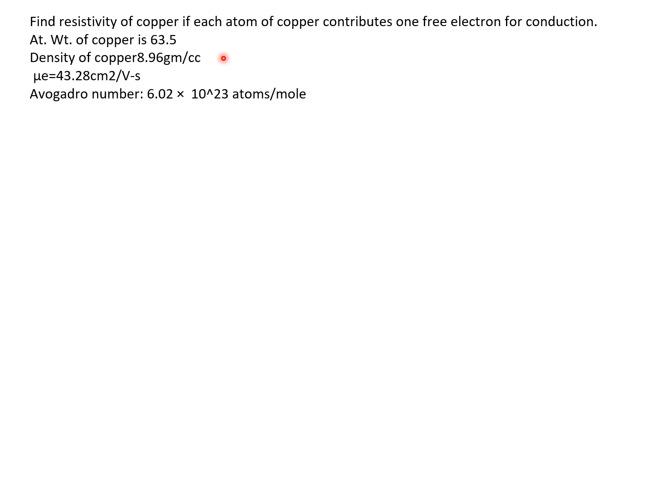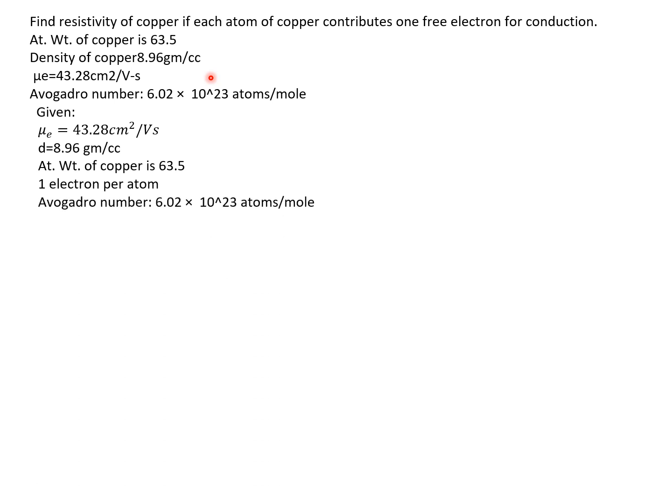To calculate the resistivity, also we will need mobility of electrons, which is given here, 43.28 centimeter square per volt second. Let us summarize the given data. Mobility is given, density is given, atomic weight of copper is given. It is said that there is one electron per atom. Avogadro number is given. Let us solve the numerical now.